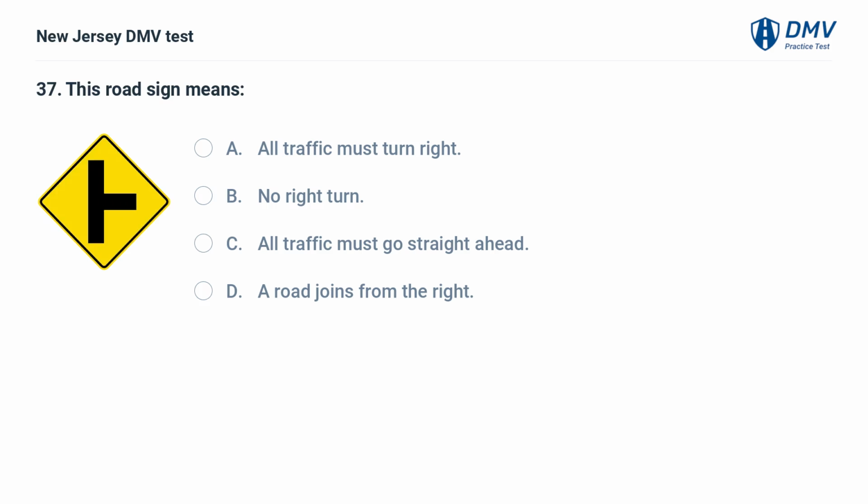This road sign means: A. All traffic must turn right. B. No right turn. C. All traffic must go straight ahead. D. A road joins from the right.